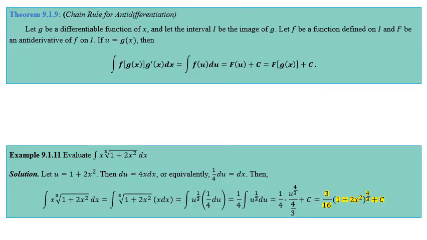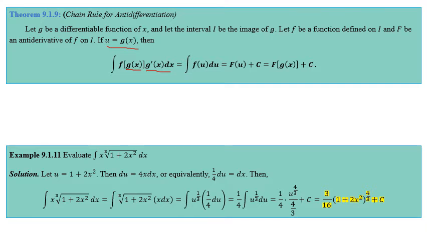Chain rule for antidifferentiation. Let g be a differentiable function of x and let the interval I be the image of g, and let f be a function defined on I and F be an antiderivative of f on interval I. If we let u equals g of x, then the integral of f of g of x times g prime of x, the derivative of g of x, dx is equal to the integral of f of u.